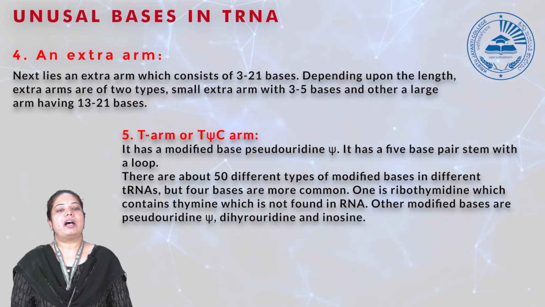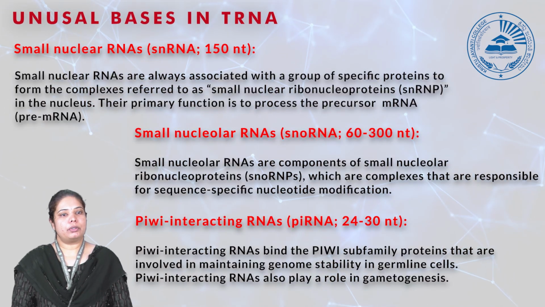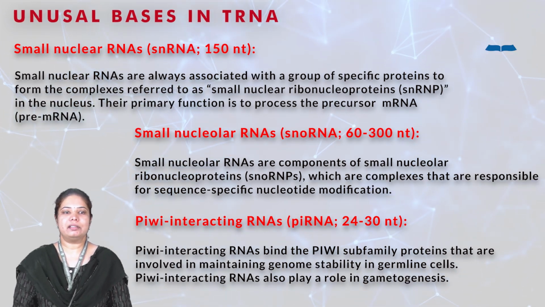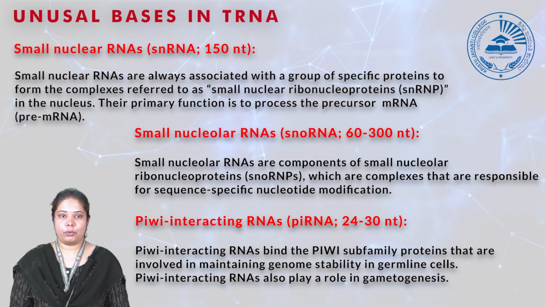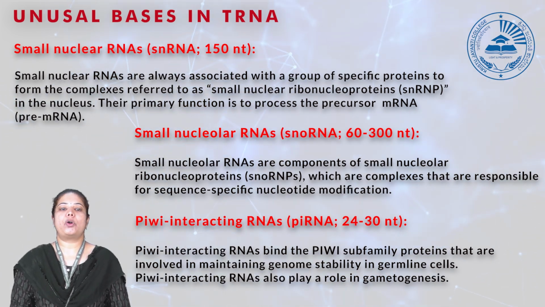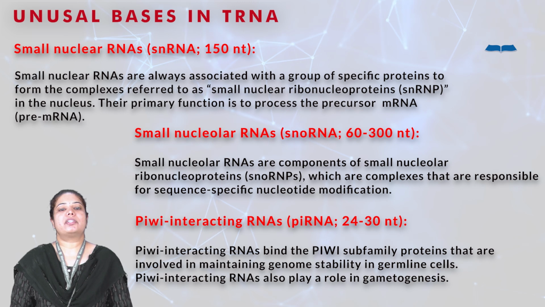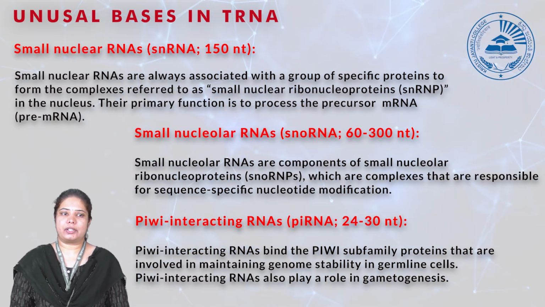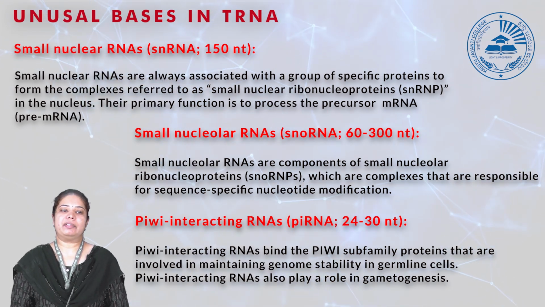Followed by that, we have other different RNAs which are equally important for biological function, which include small nuclear RNA, which is around 150 nucleotides in size. The small nuclear RNA is always associated with different kinds of proteins and complexes into small nuclear ribonucleoprotein. The major function of this is to process the mRNA. For pre-mRNA to get converted into mature RNA, we need these small nuclear RNAs. For the splicing process, the small nuclear RNA will be used.